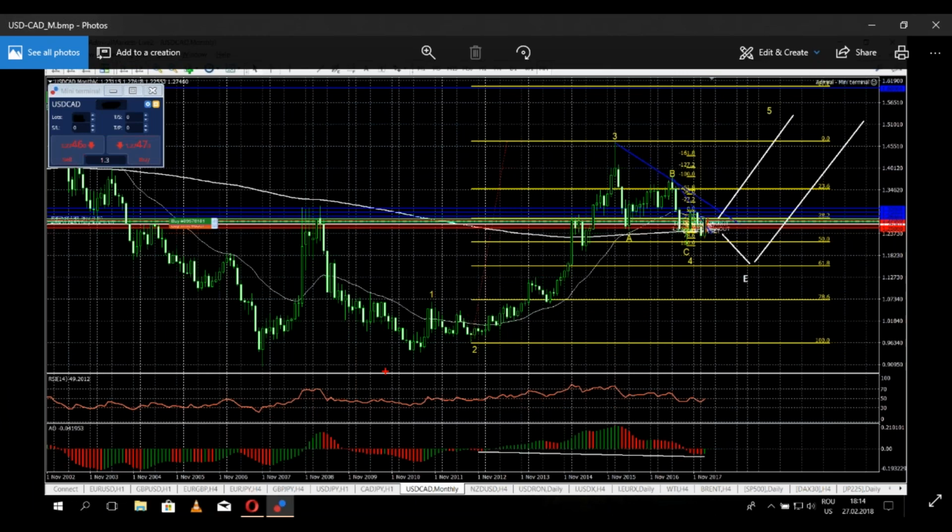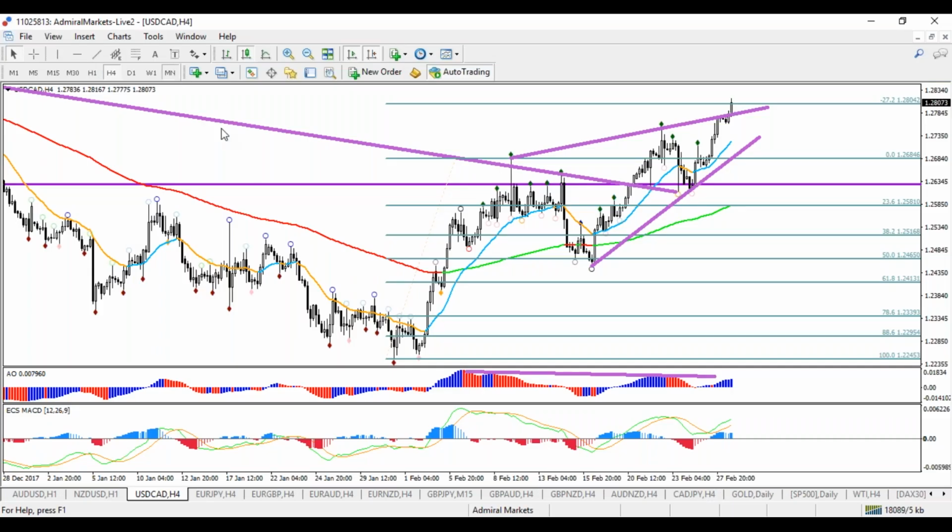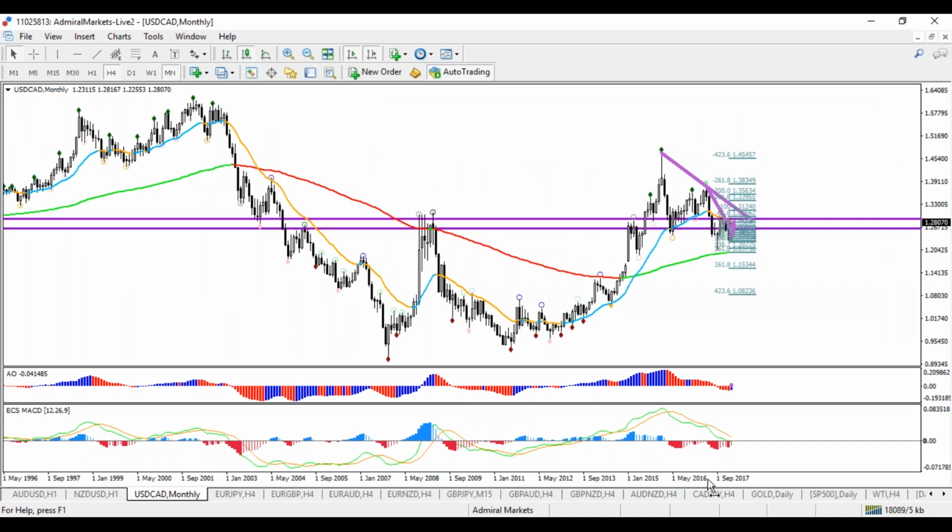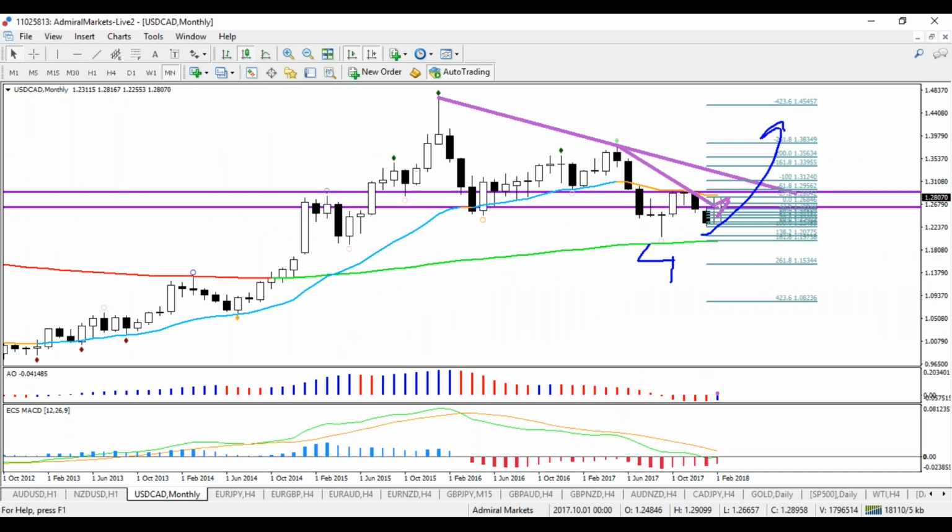But I agree that this formation does look like a 1, 2, 3, 4, 5. That I do agree with. And let's take a look at the monthly. And that this could be wave 4 as well, agree. And that this could be the start of wave 5, agree.